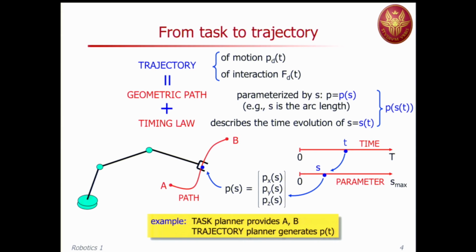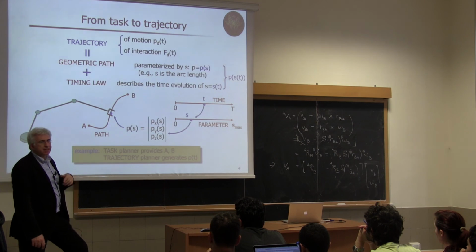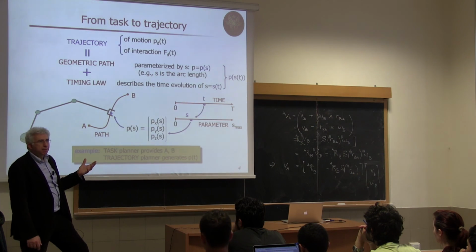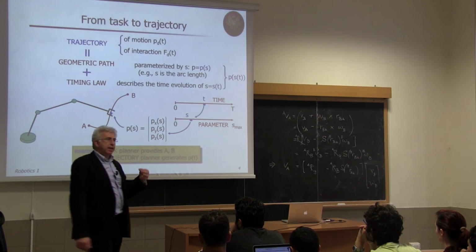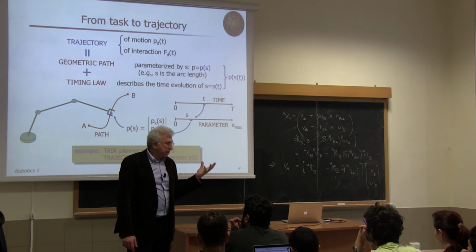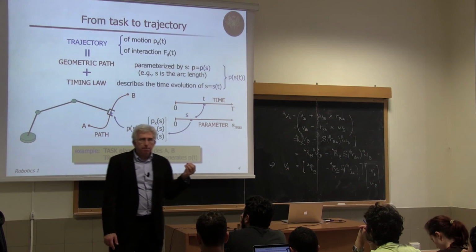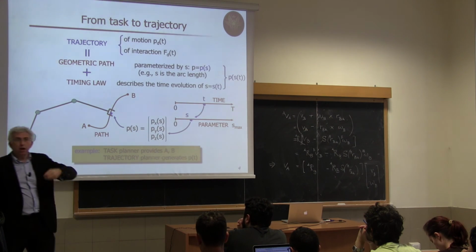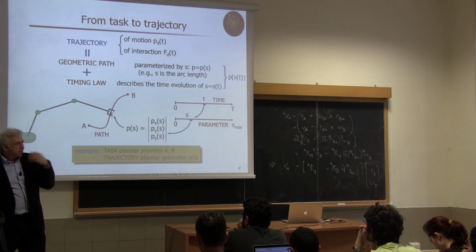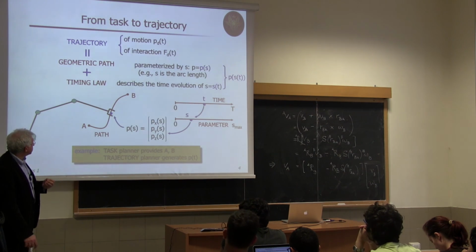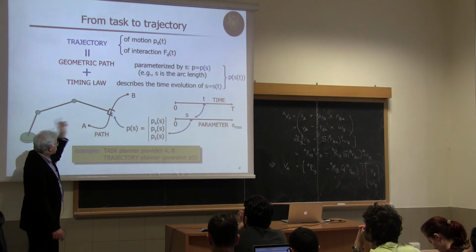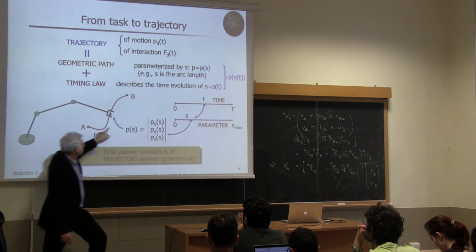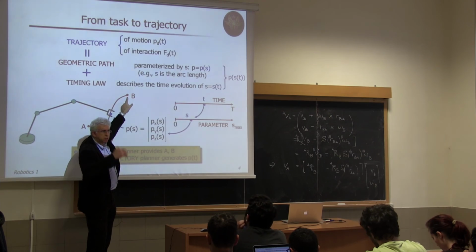And this separation is very important. Again, sometimes it's not so relevant and then you can just define a function of time. But in most cases, it's better to specify motion as a function of some scalar parameters. And then these scalar parameters, which describe the geometry along the path, will be given a time dependence, which is the timing law. So the idea is the following. Suppose that you have a Cartesian path. So the task planner provides point A and point B. Now forget about orientation, just talk about position.